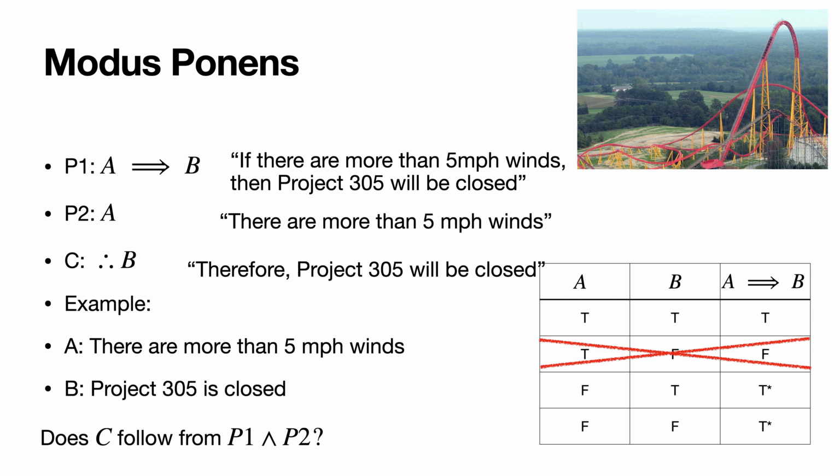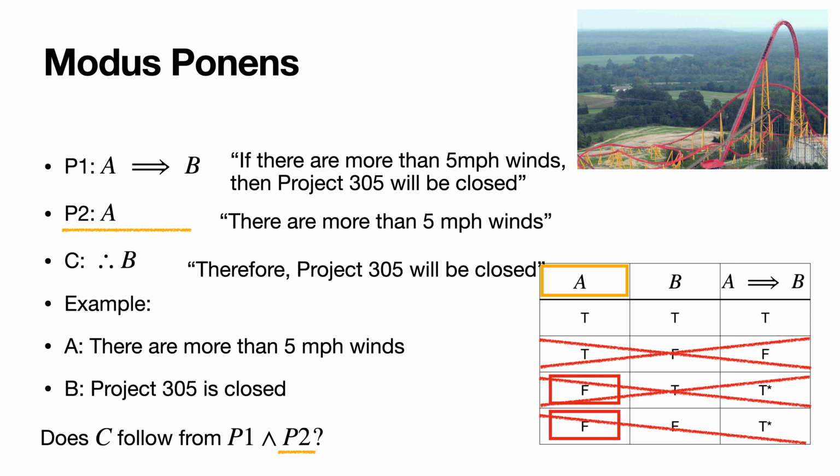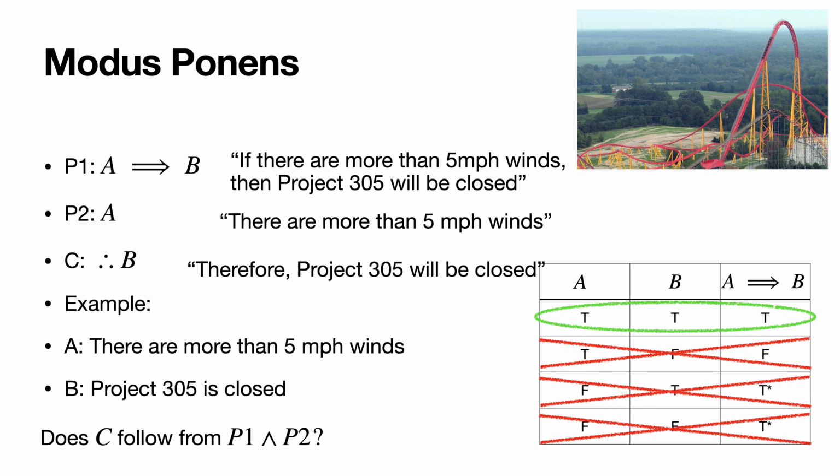And now let's look at our second premise. So our second premise tells us that A must be true. So any of the cases where A is false, we're going to cross those out as well. So that's rows 3 and 4. So let's go ahead and X them out. And we have 1 row of our truth table remaining, and it's this one. And sure enough, this does correspond to when B is true, meaning that if both premises are true, the conclusion must be true as well.